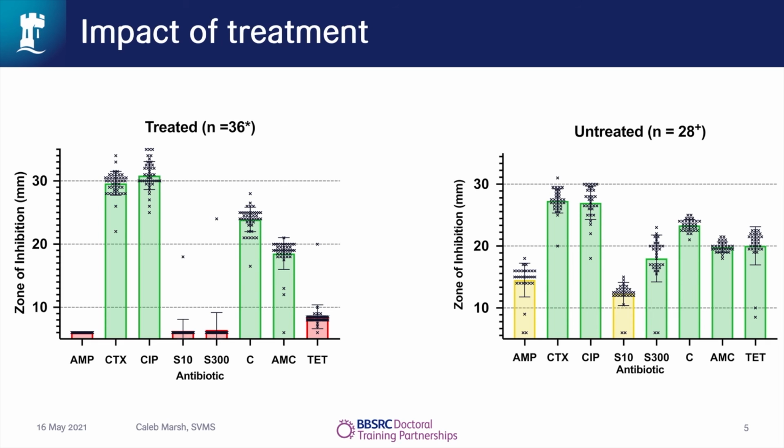The color of the bar displays the result, with green for sensitive, yellow for intermediate, and red for resistant. The graph on the left shows the results from a cow that had received antibiotics 4 days before sampling. On the right, the cow did not receive any antibiotics 3 months prior to sampling. This provides some insight into the impact of antibiotic treatment.